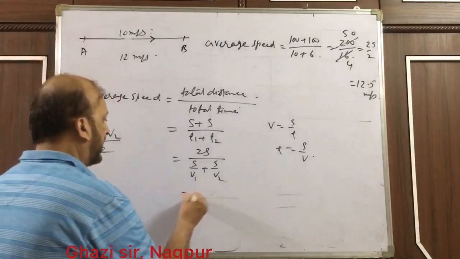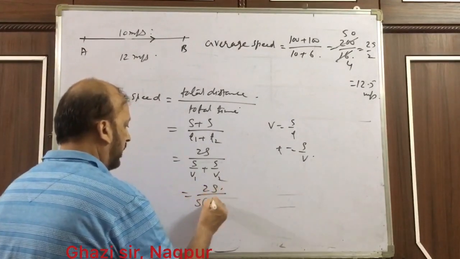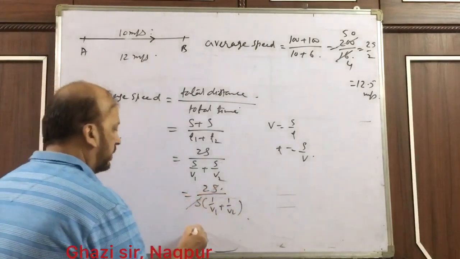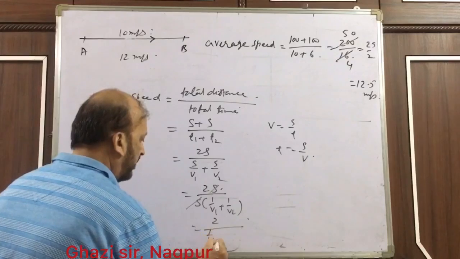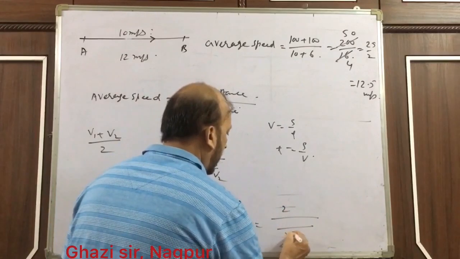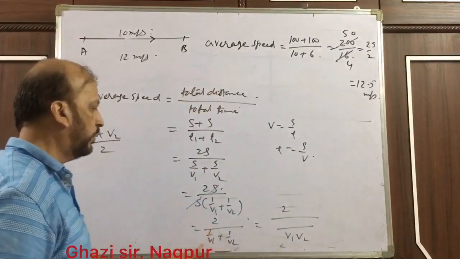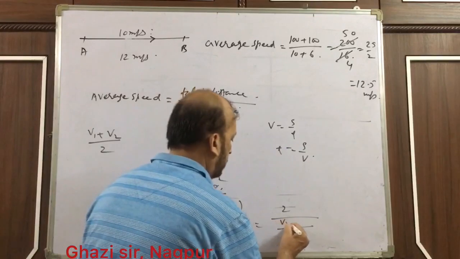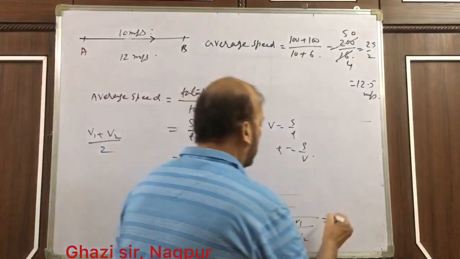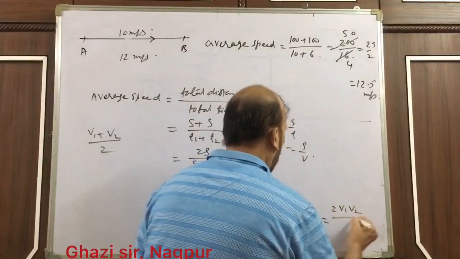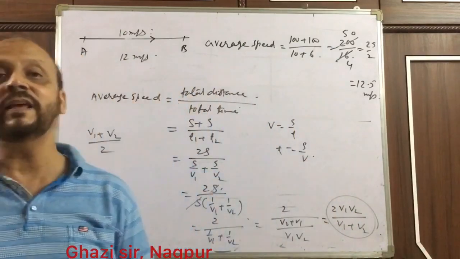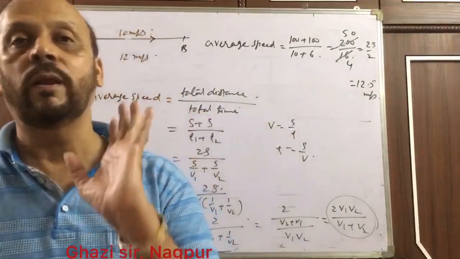This is equal to twice S. S is common, 1 by V1 plus 1 by V2. S gets cancelled. That is 2 upon 1 by V1 plus 1 by V2. That is 2 upon LCM, which will be V1 V2 over V2 plus V1, and that V1 V2 shifts to the numerator. That gives 2V1 V2 upon V1 plus V2. So this is the formula for average speed when distances are equal.